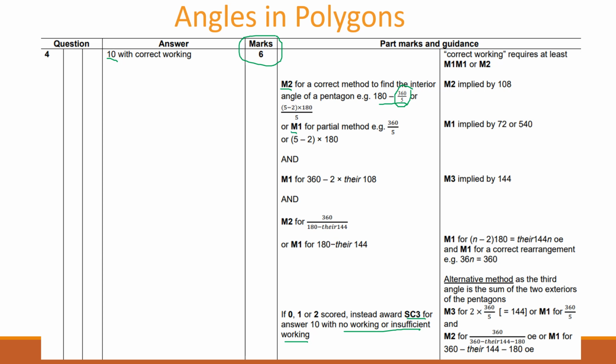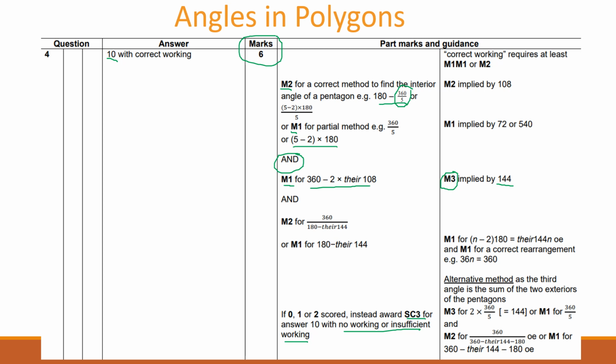There's a method mark for doing 360 divided by 5, or doing the formula for the sum of the interior angles, 5 take away 2 times 180. You also, this word "and" means you also need to be able to do this. So the method mark here is 360 take away 2 times their 108, sorry. Now I did 360 take away 108 take away 108. That gave us the 144. So this answer here was the 144. It says implied over here on the right hand side by 144. So if you'd written 144 somewhere in your working, you've got 3 method marks for getting 144.